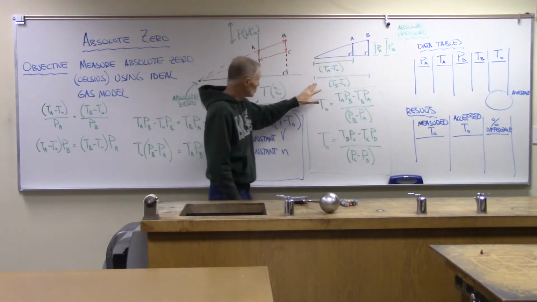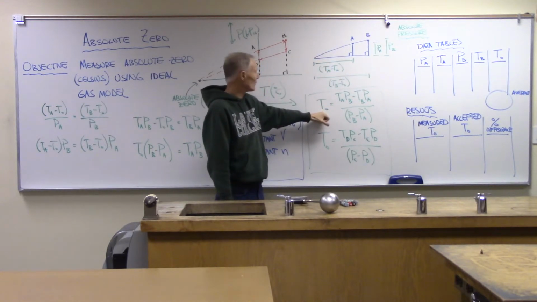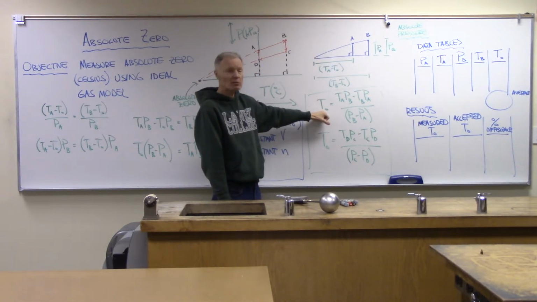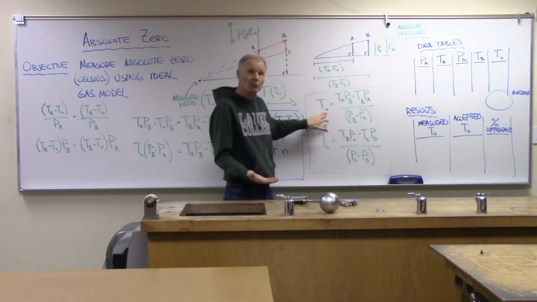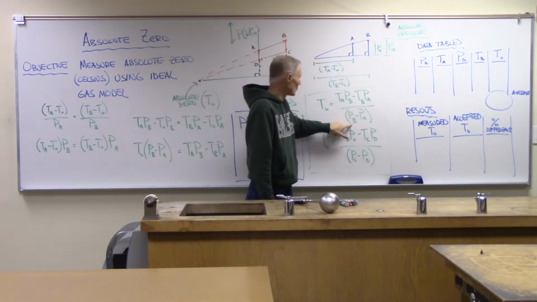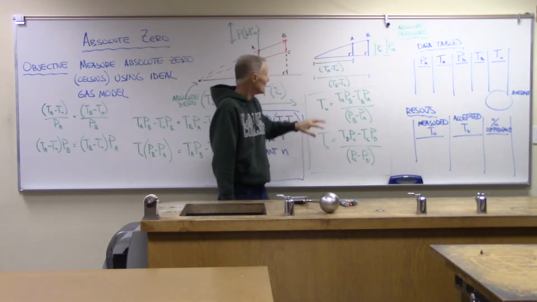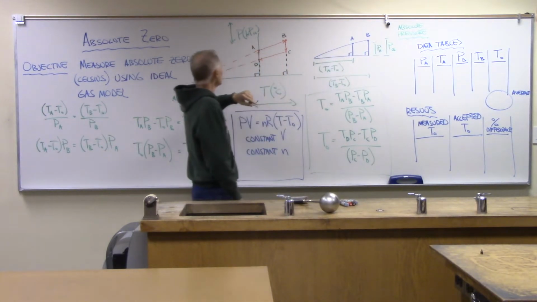We can actually show that if I take all of this information and set this up as some ratios, we can solve for T0. T0, or absolute 0, is going to be TA PB minus TB PA, over PB minus PA. Now that works for the triangle that we have set up here.